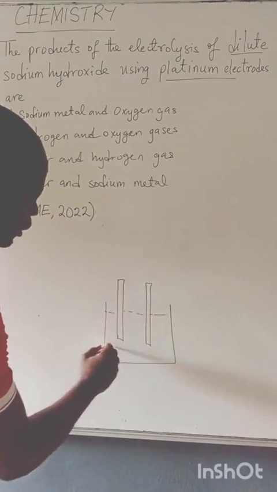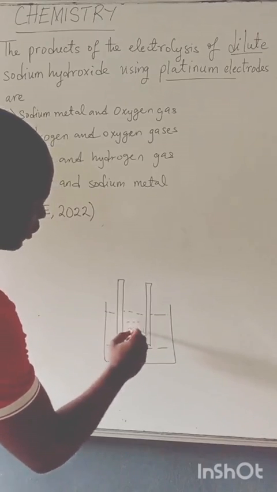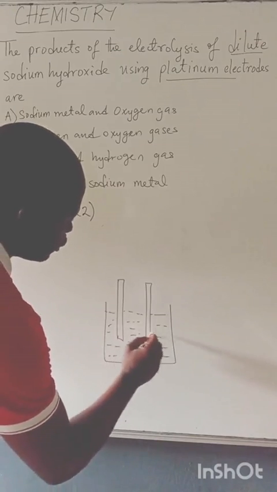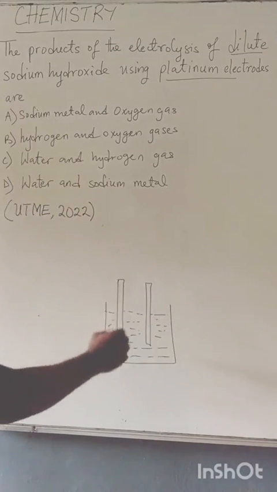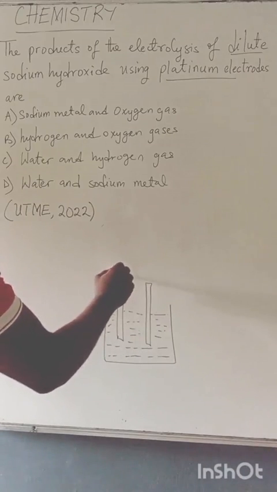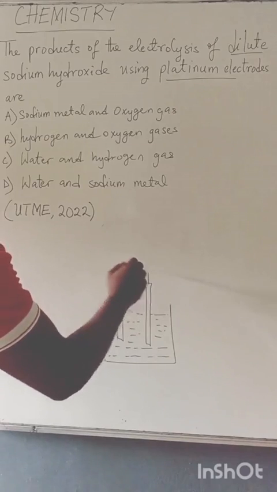I have a container. Do you understand what I'm trying to indicate here with the dots? That's the electrolyte, a suitable electrolyte. The two plates dipped in the electrolyte, do you remember what they are? They are the electrodes.